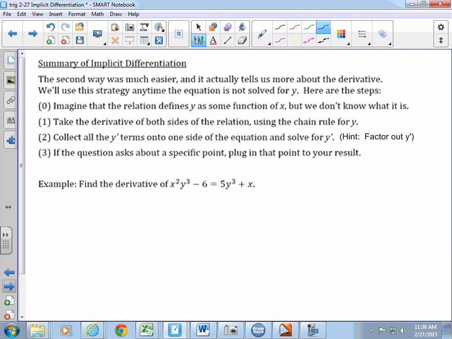So, find the derivative of x squared y cubed minus 6 equals 5y cubed plus x. Now, if you were ever questioning why we would want to do implicit differentiation, this should give you a why. Do you want to solve for y in that problem? No. I don't either. So we're not going to. But you don't have to. We can find the derivative without solving for y.